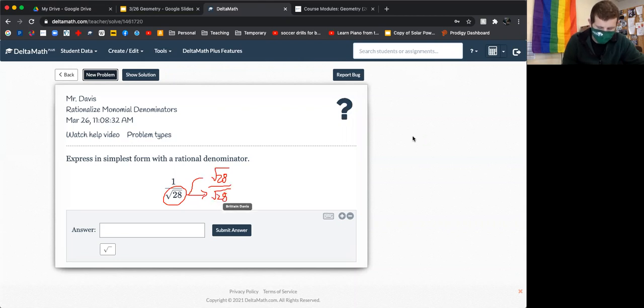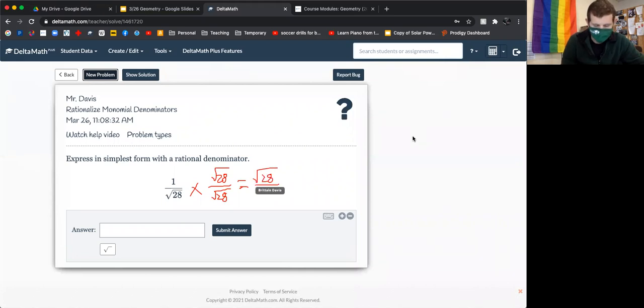And I'll just go ahead and erase this real quick. And then I can just multiply that out. So whatever's in the denominator gets put into a fraction over itself. And that's essentially multiplying by 1. So we're not changing the value by doing this. But when we multiply across, 1 times square root of 28 is just square root of 28.